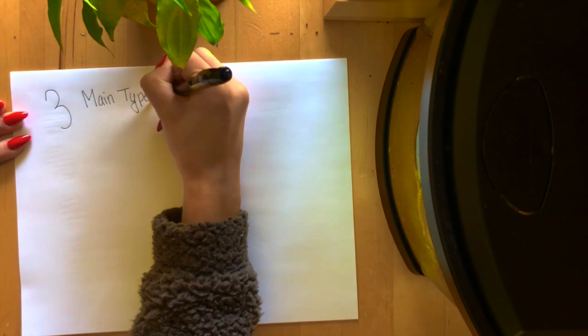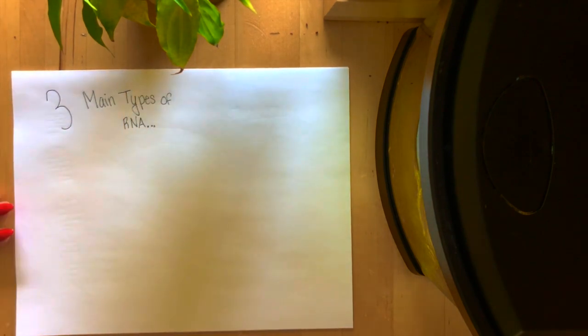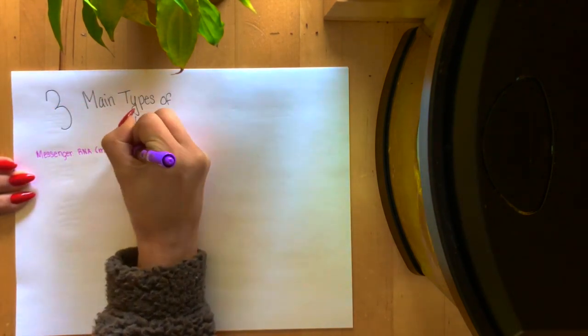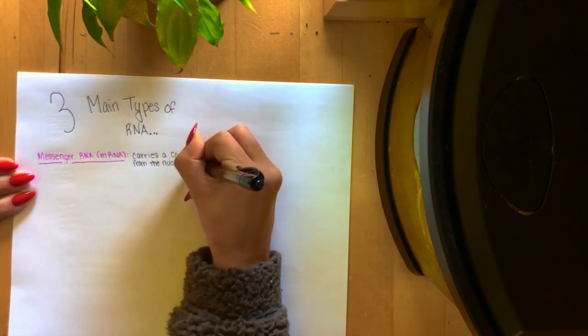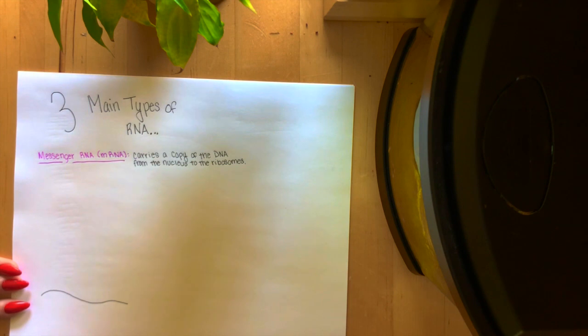There are three main types of RNA used in protein synthesis. The first is mRNA, or messenger RNA. It carries a copy of the DNA from the nucleus to the ribosomes, where protein synthesis takes place.